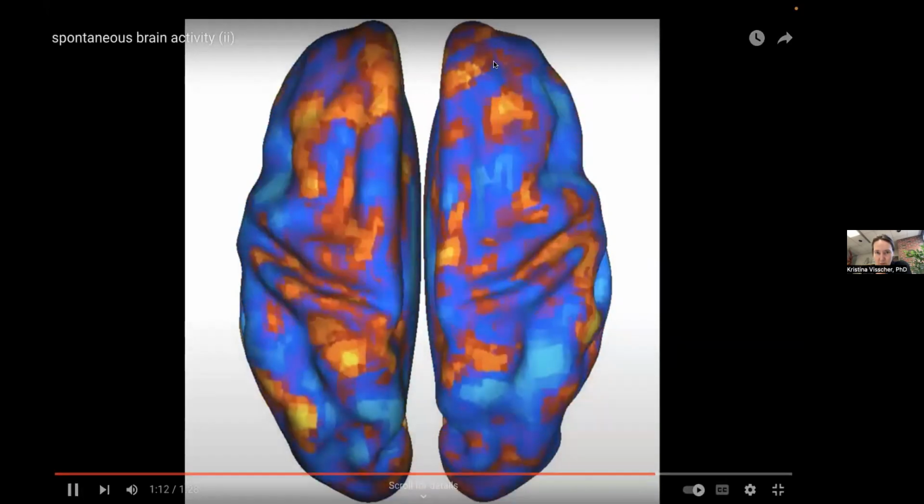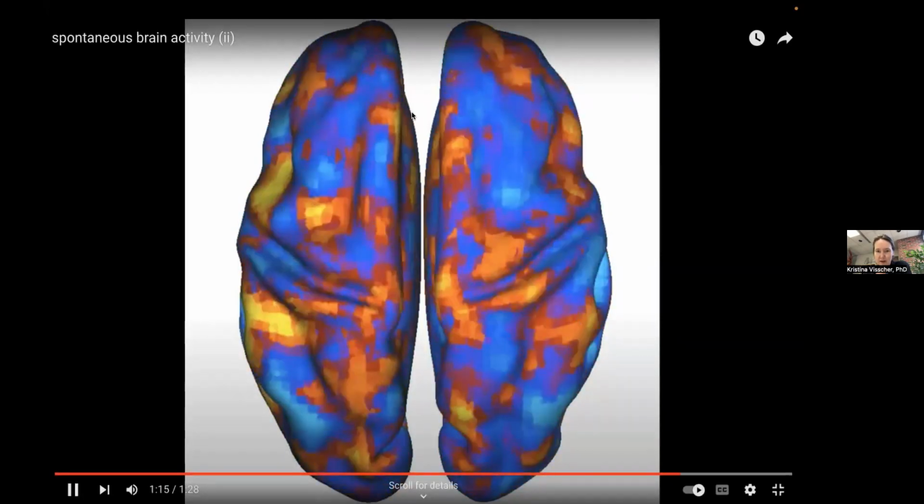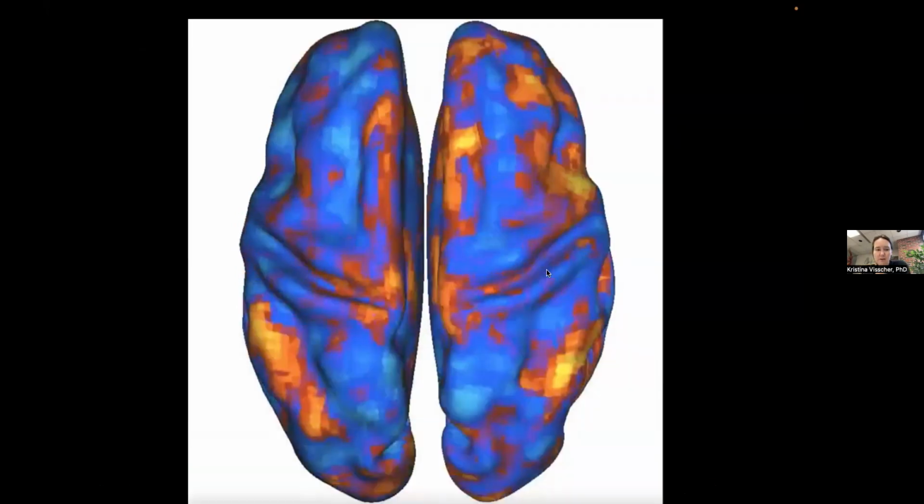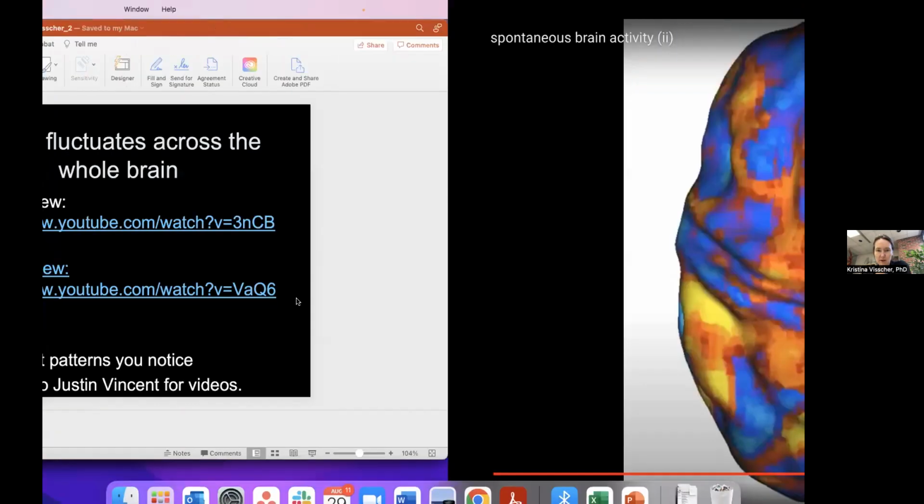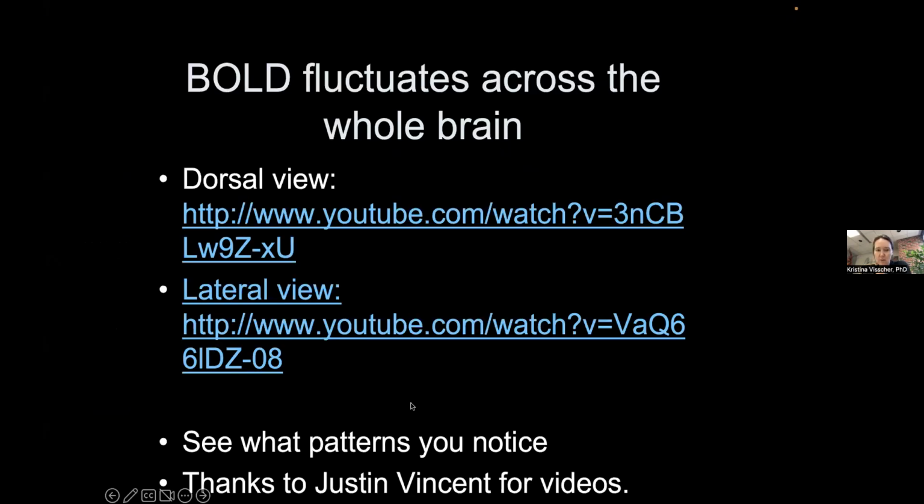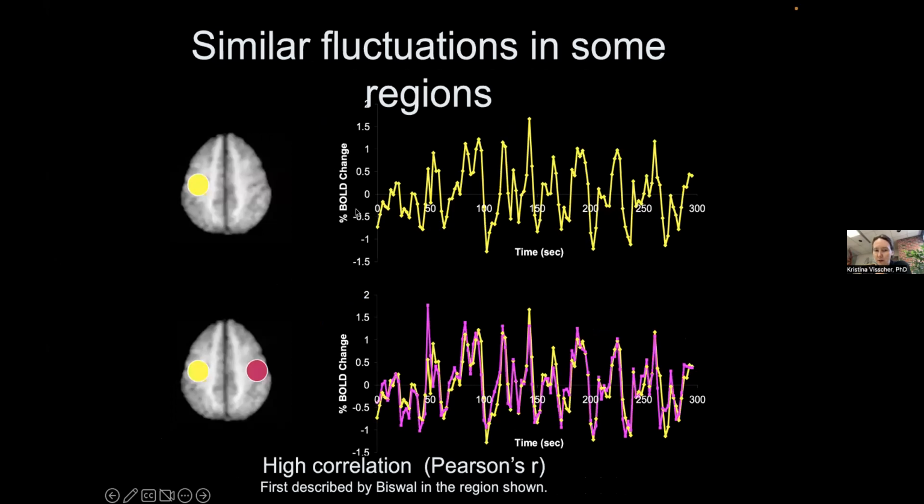Okay, so this is just a dorsal view of the human brain. Just to orient you, this is the front of the head, this is the back of the head, and the corpus callosum would be right in here, but we're not showing that. All right, so that is how BOLD fluctuates across the whole brain. So if I looked at this one region, again, it's fluctuating over time. And here I'm plotting the fluctuations over time of two regions that are supposed to be mirror symmetric. So the left and the right motor cortex. And so that's in yellow and in pink.